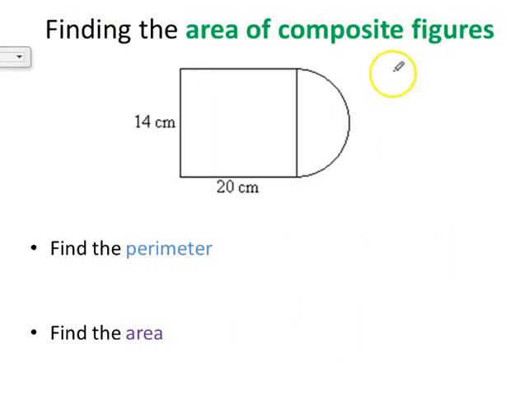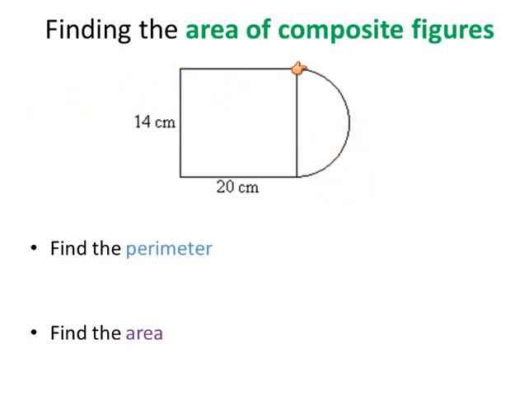So let's look at another one. Here's another composite figure. What two shapes are we dealing with in this composite figure? We've got a rectangle, and then we've got half of a circle. So let's go ahead and find the perimeter.